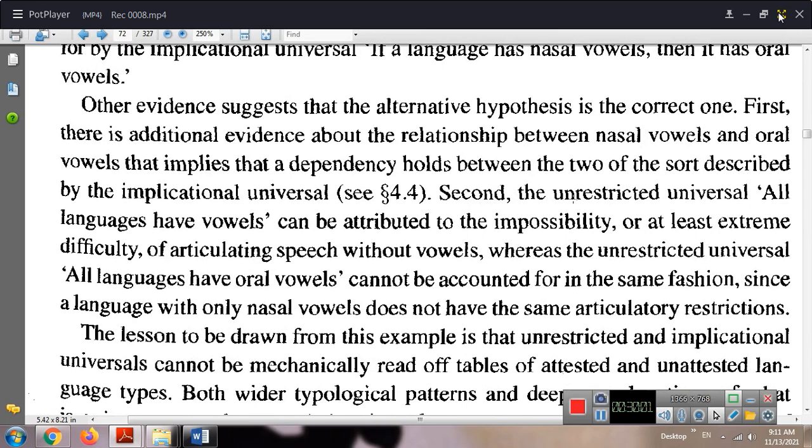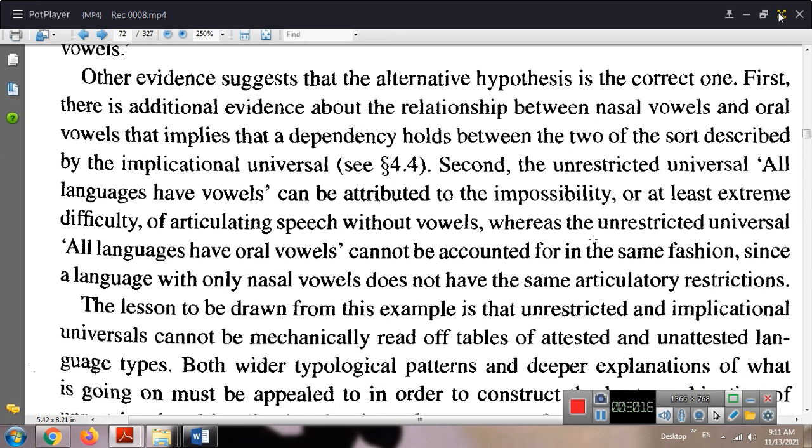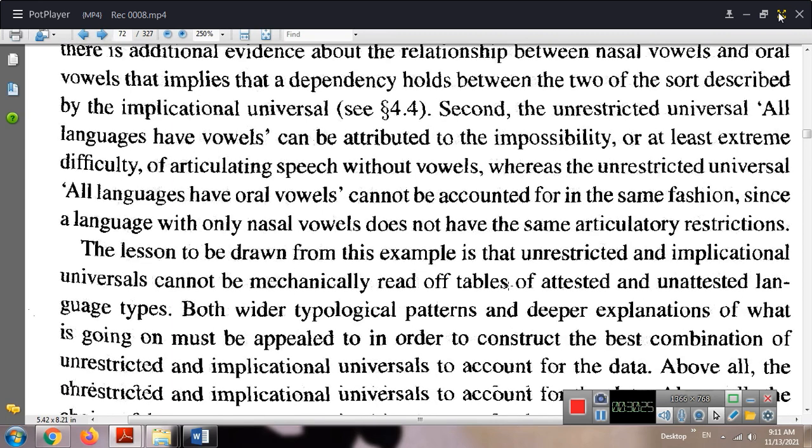the unrestricted universal, all languages have vowels, can be attributed to the impossibility, or at least extreme difficulty, of articulating speech without vowels, whereas the unrestricted universal, all languages have oral vowels, cannot be accounted for in the same fashion, since a language with only nasal vowels doesn't have the same articulatory restriction.